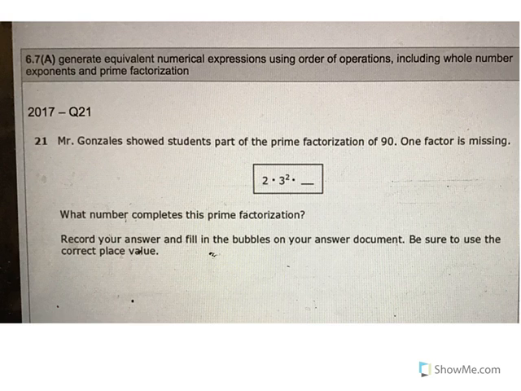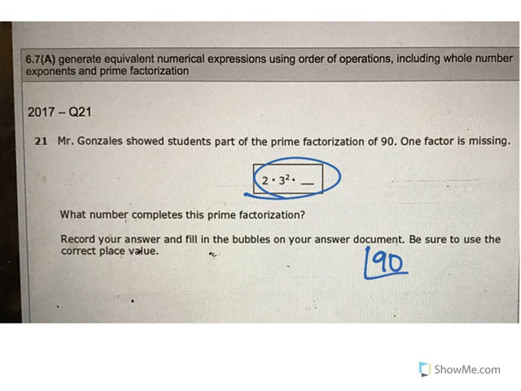All right, here we go. 90. Mr. Gonzalez showed students part of the prime factorization of 90. One factor is missing. What number completes this prime factorization? I'm not even going to pay attention to this. Let's just go ahead and do the prime factorization of 90.